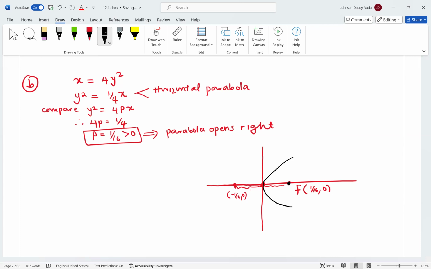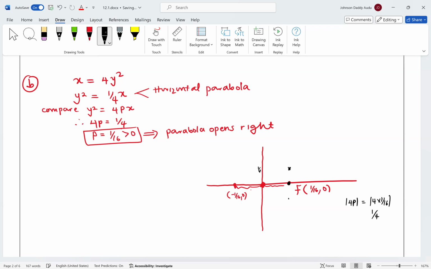So that is where the focal diameter comes into play. So what is the focal diameter? The focal diameter is just going to be 4 times what? Focal diameter is 4 times p. So this is 4 times 1/16, which is 1 over what? 1/4, right? So it means you need to go a distance of 1/4. So if this is a 0, you need to go a distance of 1/4, maybe somewhere here.